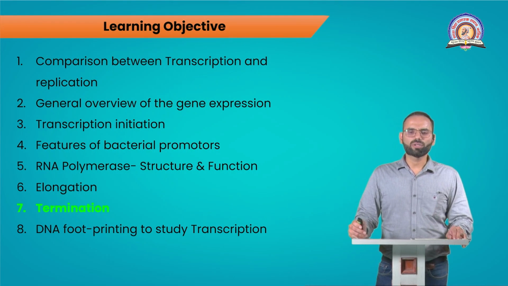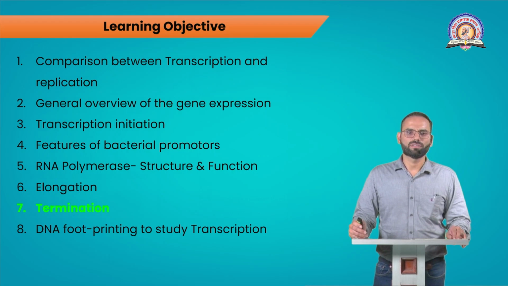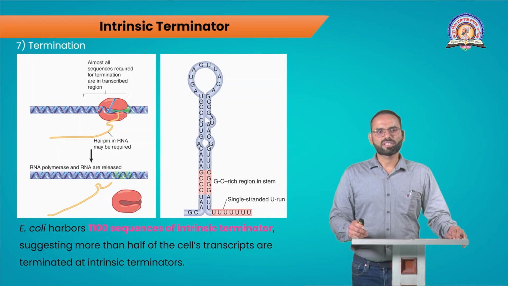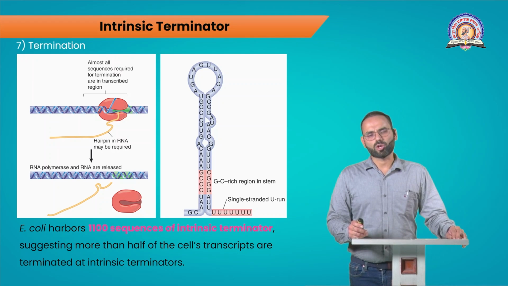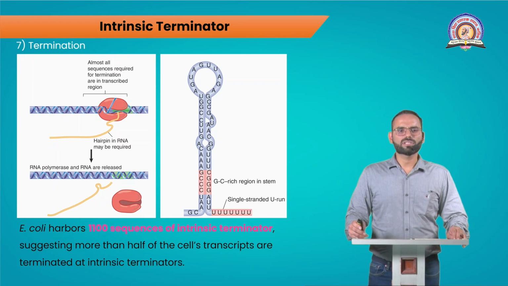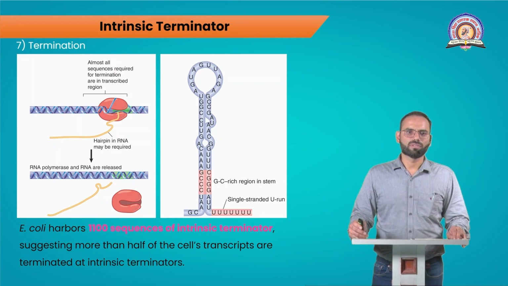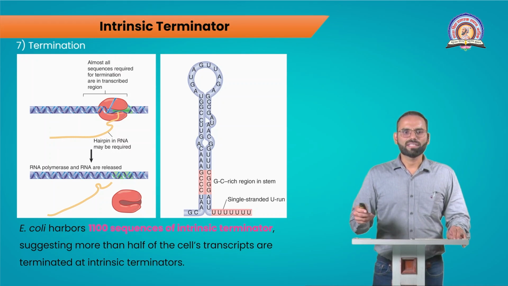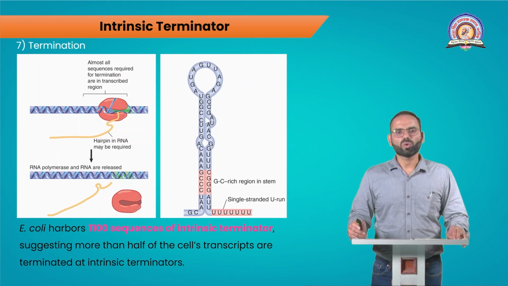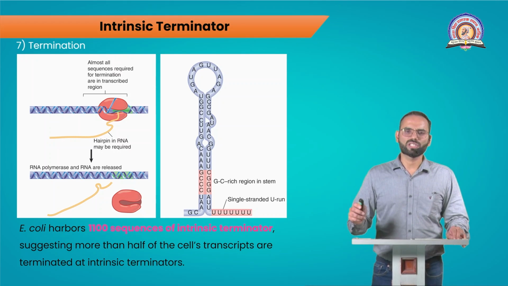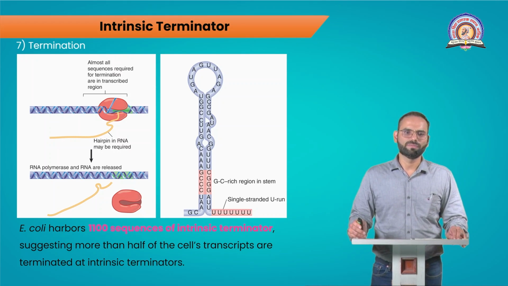And then we'll look into the process of termination. So this schematic represents the process of termination, which is Rho-independent termination. And this is called an intrinsic termination. And this intrinsic termination is solely determined by the sequence which is present on the RNA molecule.